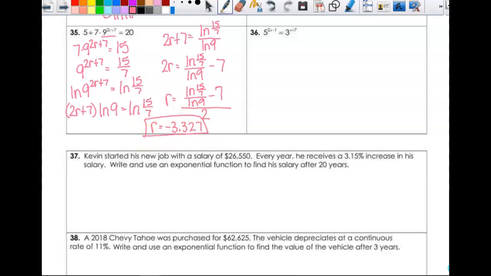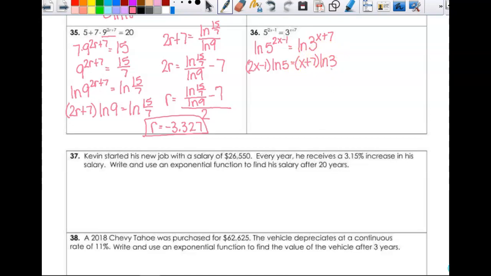All right, on number 36, I have an exponential on both sides. It's isolated. I cannot get a common base here. So I'm going to just go ahead and take the log of both sides. So the natural log of 5 to the 2x minus 1 equals the natural log of 3 to the x plus 7. The exponents come out in front. 2x minus 1 times the natural log of 5 equals x plus 7 times the natural log of 3.